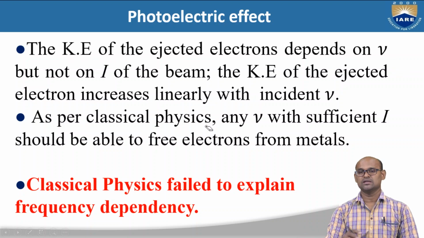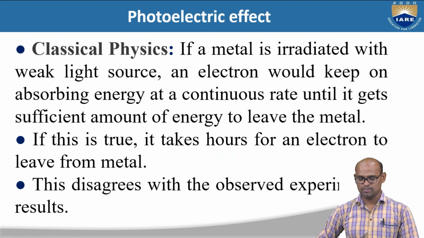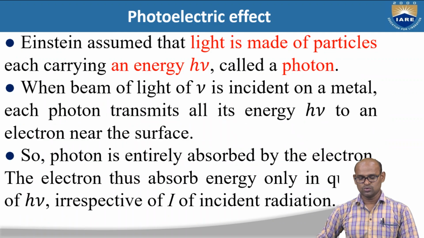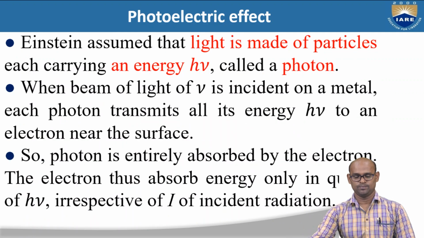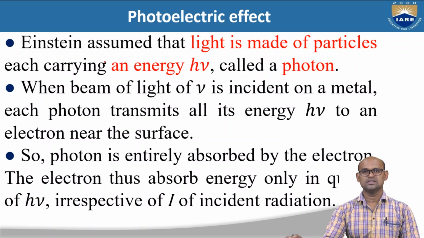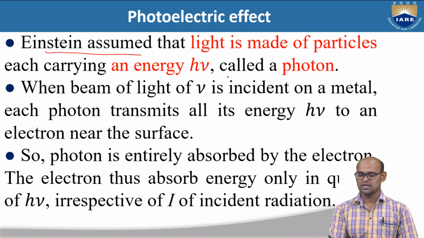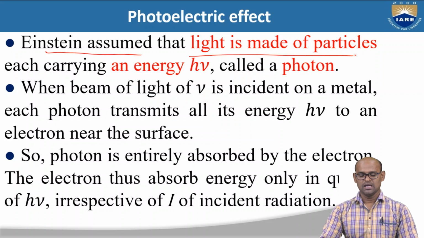So these experimental results could not be explained by classical physics. Then, following Planck's idea, Einstein explained the Hertz experiment with his theory. Einstein assumed that light is made up of particles, each carrying an energy h nu, called a photon.